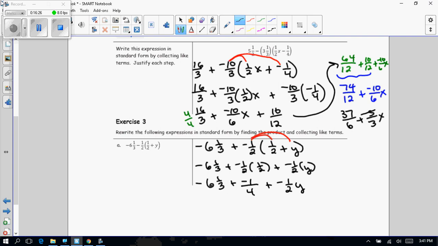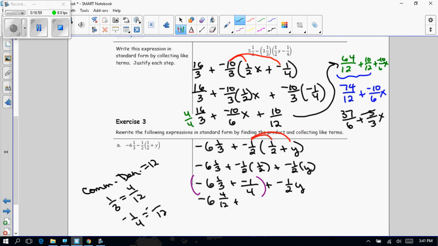Now what I'm going to do is combine, right? I'm going to add these two because I can put those two together. I'm going to get a common denominator. My common denominator is going to be 12. So this is going to be negative 6, and let's see here, 1/3 becomes 4/12. Negative 6 4/12 plus, and then my negative 1/4 is going to become what? Negative 3/12.